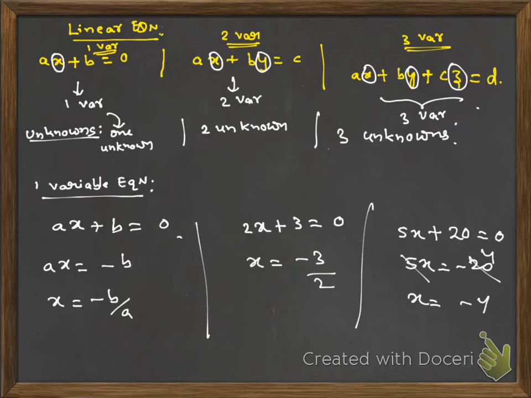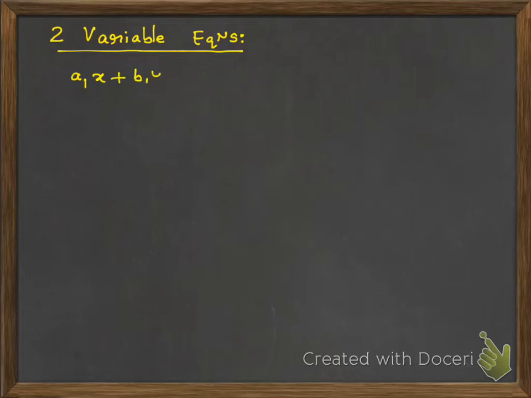Now the important part is solving two variable equations. How you solve two variable equations, we will see now. Let us say you have a1x plus b1y equal to c1, and a2x plus b2y equal to c2. Let us say these are the two equations. For these kinds of equations, finally you are supposed to give the value of x and y.